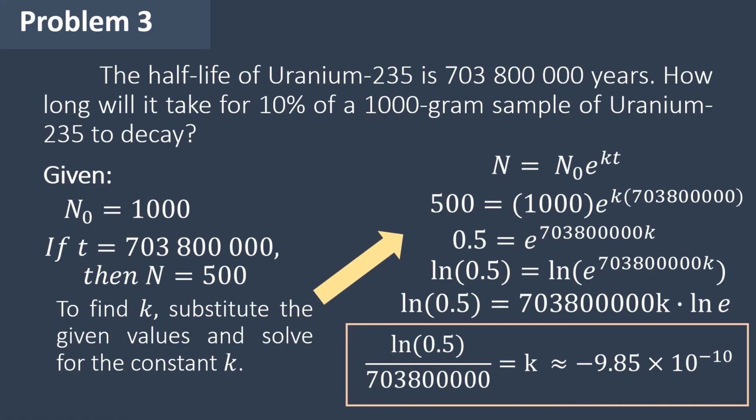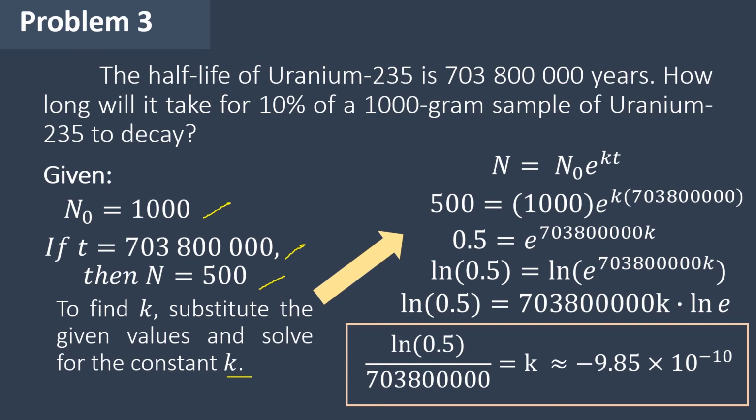Last problem, the half-life of uranium-235 is 703,800,000 years. How long will it take for 10% of a 1,000 gram sample of uranium-235 to decay? So, sisulat natin yung given. We're going to have 1,000 as our initial value. And yung half-life naman niya will take place after 703,800,000 years. And of course, yung n natin would be equal to 500. Kasi kalahati ng 1,000 would be 500.